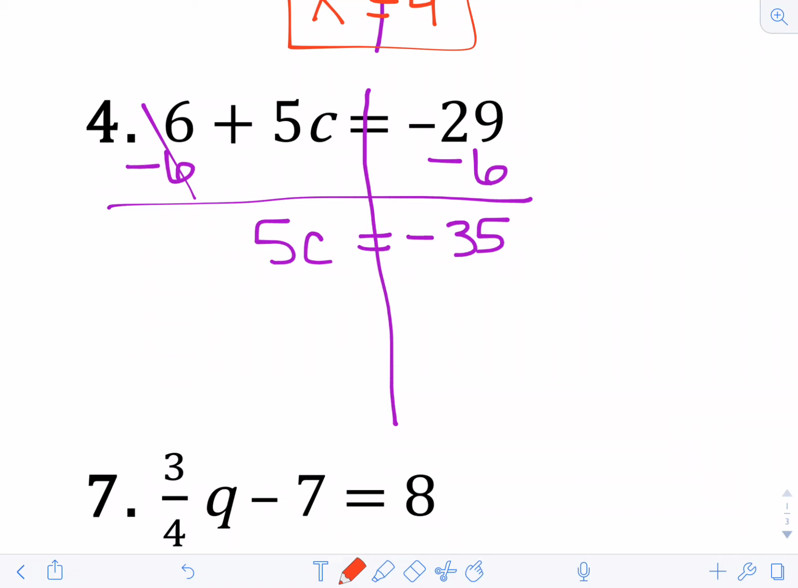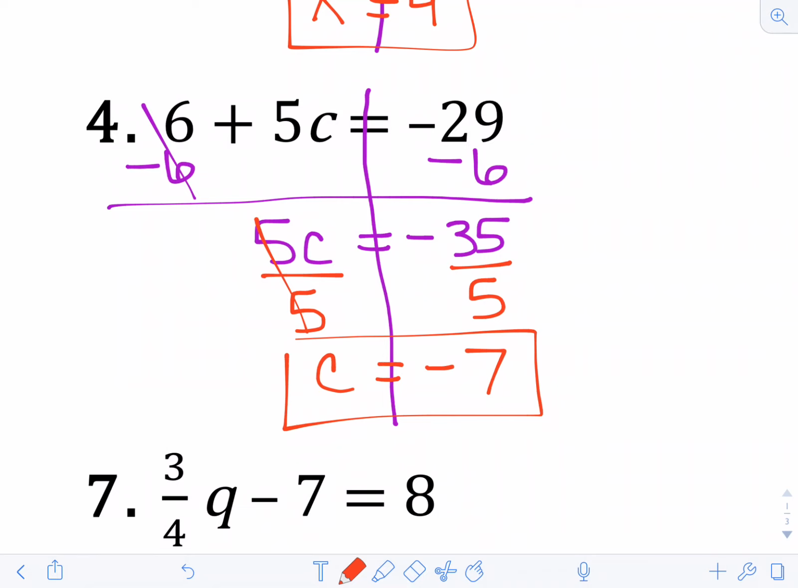This is 5 times C. Opposite of multiplication is division. So we're going to divide both sides by 5. 5 divided by 5 gives you 1C. Negative 35 divided by 5 gives you negative 7. And again, we can plug that back into the original equation to make sure what is on the left side comes out to be negative 29.